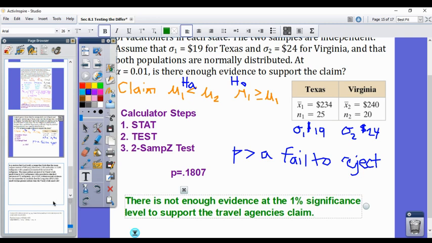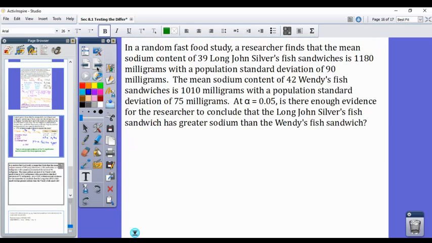All right, we have another example, and I think you should try this one. You can use your calculator. Okay, so hopefully you had a chance to try. Let's go ahead and work through this. So we have a random fast food study. Researcher is trying to figure out if Long John Silver's has a higher sodium content than Wendy's. Okay.